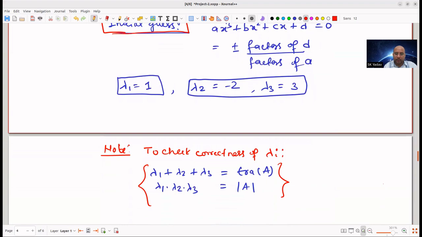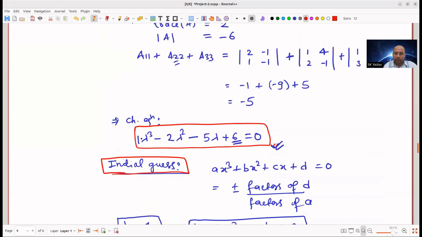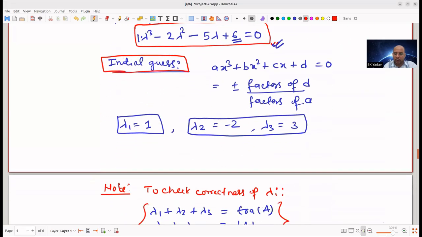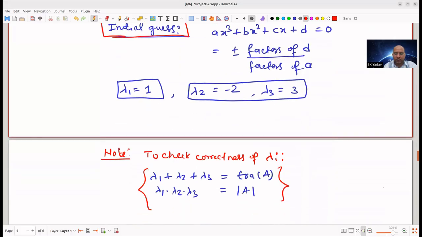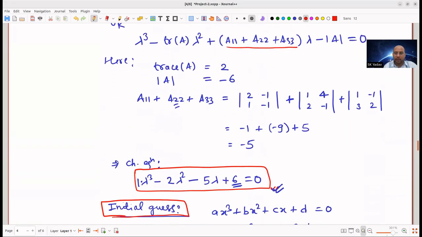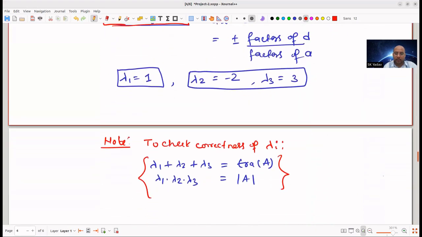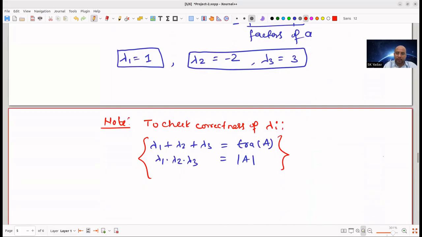So lambda 1 is 1, minus 2 and 3. What is the sum of these eigenvalues? 3 minus 2 is 1 and 1 plus 1 is 2. So the trace is 2, and you can easily check here the trace is 2. Now what is the product of these eigenvalues? 3 into 2 minus 2, that is minus 6, into 1. So minus 6 is the determinant of the matrix. So this means these eigenvalues are correct. Now you can find the eigenvectors for these eigenvalues.